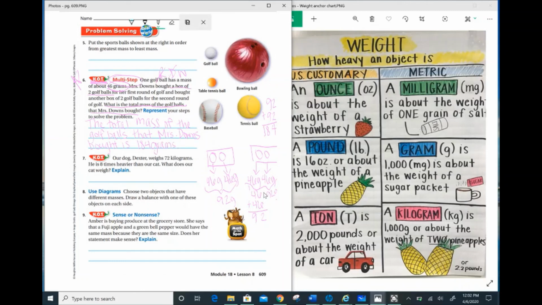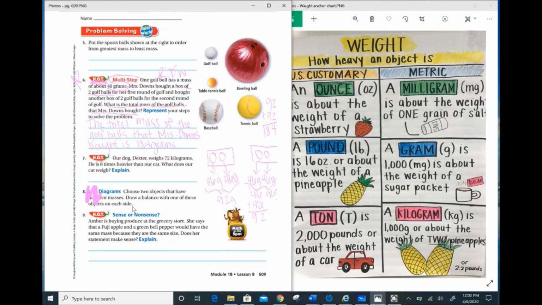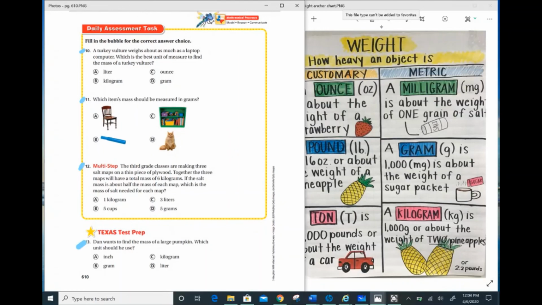You guys are going to go ahead and do the rest by yourselves. You're not going to do number 8 because we don't have a balance to go ahead and measure them. So you're not going to do that. Make sure you do 5, 7, 9. Make sure you also do 10, 11, 12, and 13.